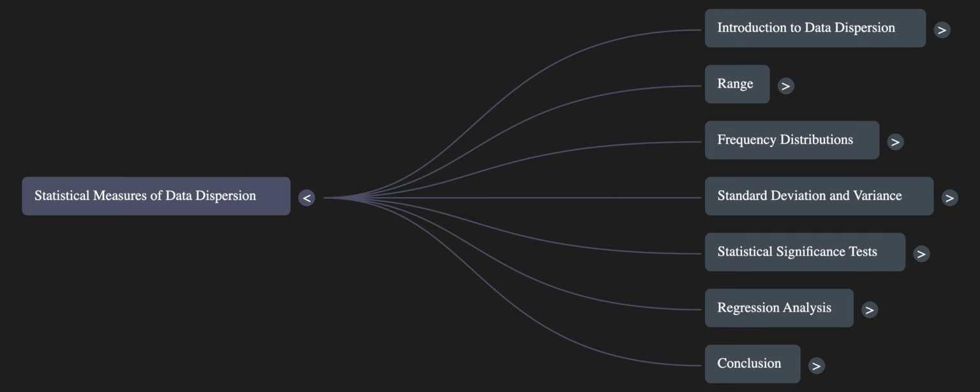Okay, let's dive into statistical significance tests first. What are they, broadly speaking, and when would we use them? Statistical significance tests are tools that help us decide if the differences we observe between groups or the relationships we see between variables are likely to be real, or if they could have just happened by random chance. So, separating signal from noise.